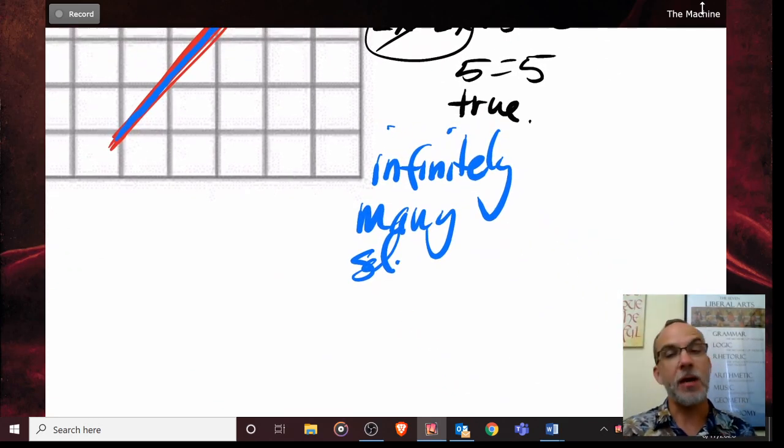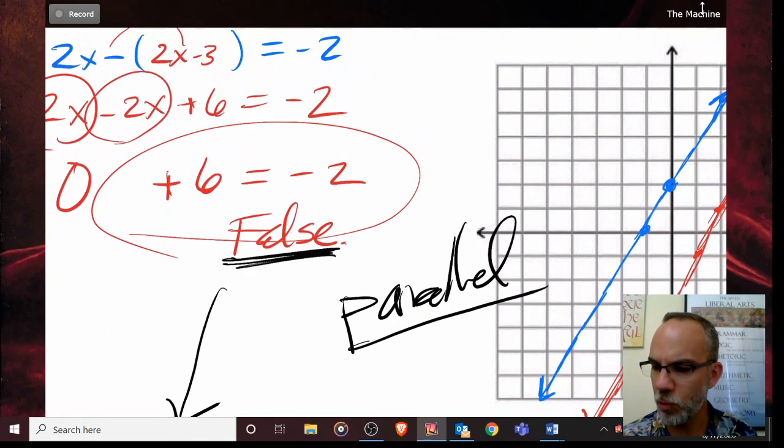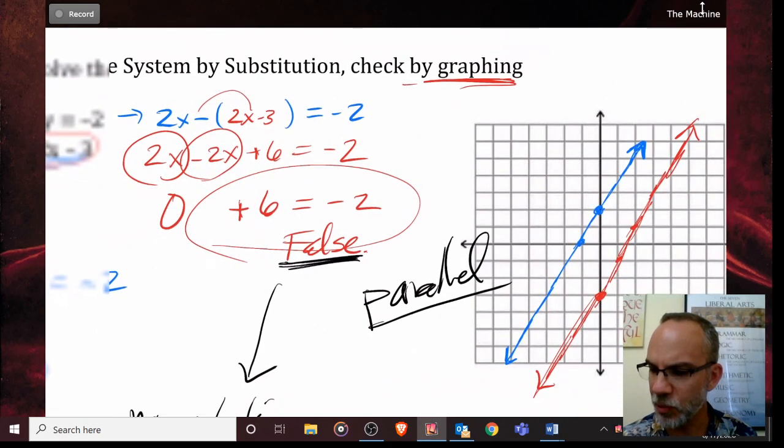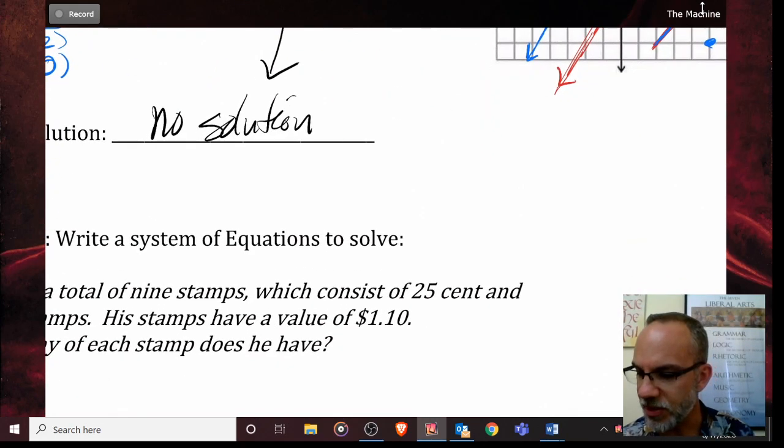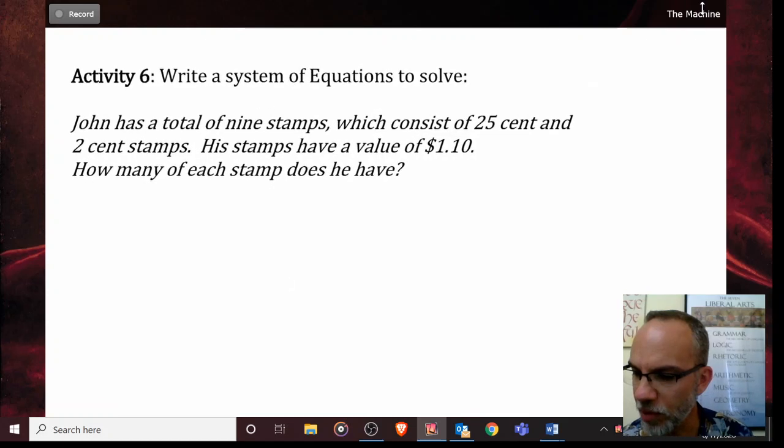Infinitely many. Now, not everything will work. Obviously, a point way down here will not work. Not everything will solve it, but there are an infinite number of points to do. So when you do analytic stuff and your variable drops out and a false statement remains, it's no solution.